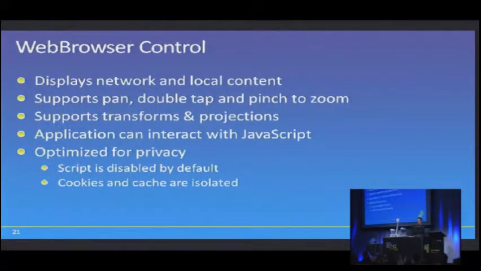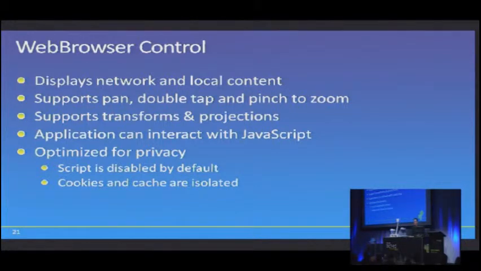The web browser control is something that you may recognize from Silverlight 4. We've actually done a bit better than Silverlight 4, and I'll talk about that in a second. But the web browser control displays content either from the network or local content that you've stored as part of your application. It supports the standard web browser type gestures, so you can pinch and zoom to zoom in and zoom out. You can double tap to zoom in, etc.